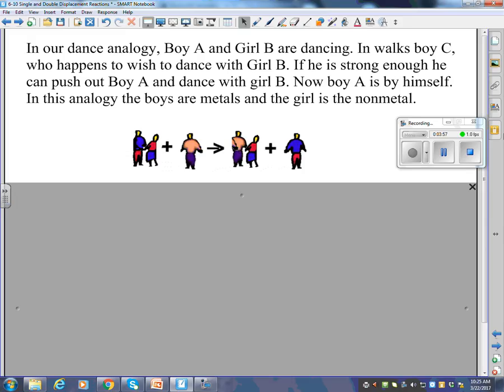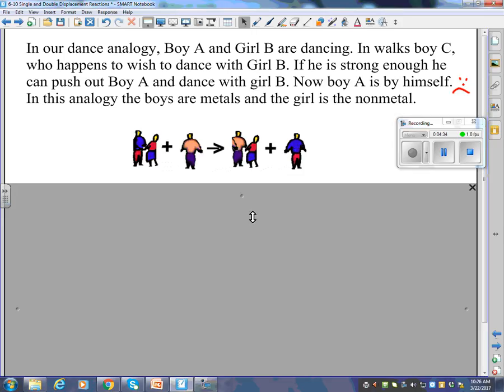So the big guy here, he's more active. The girl prefers to dance with him. Okay, so in this case here, I don't even know what color that is. Pink shirt boy? Is that pink? Salmon? Let's just say that's white. Salmon colored? Peach. Peach shirt boy has replaced blue shirt boy.